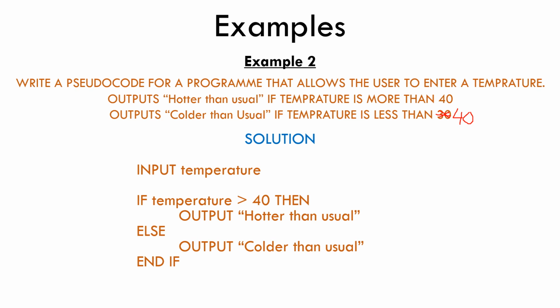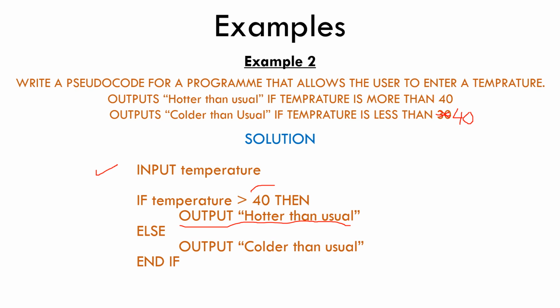So you allow the user to input a temperature. If someone enters a temperature which is more than 40, this practice is going to come in use: output "hotter than usual". Someone enters a temperature, that temperature is more than 40, so you will get this message on the screen, which is hotter than usual.